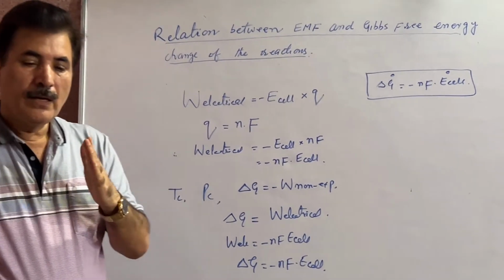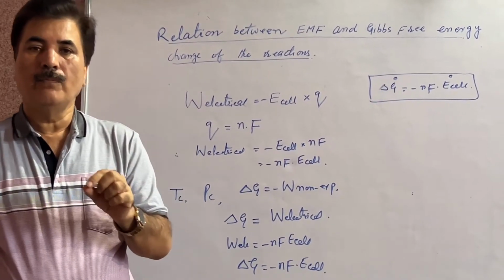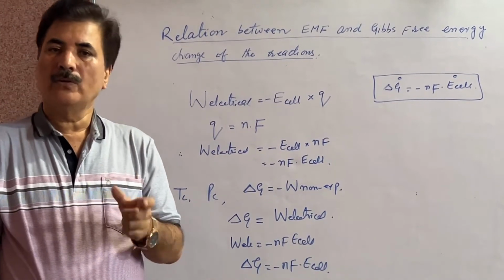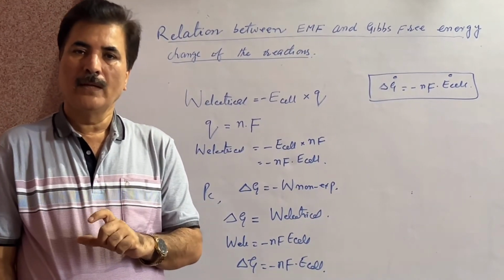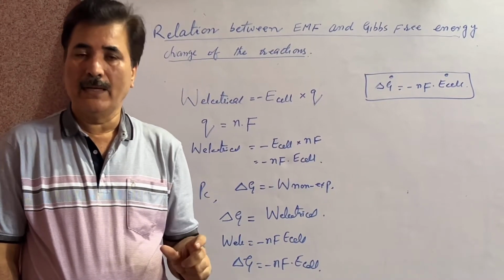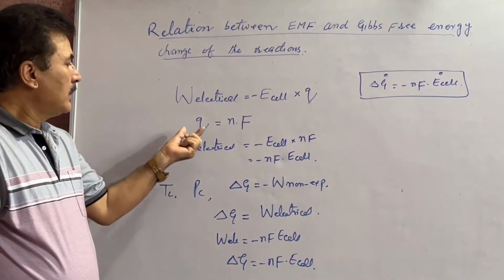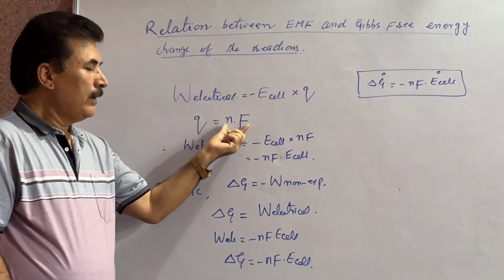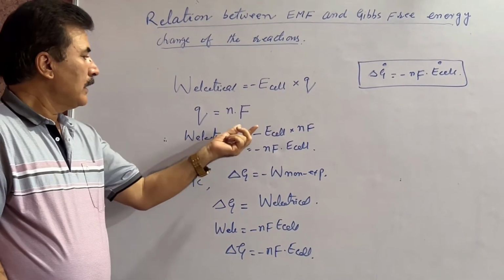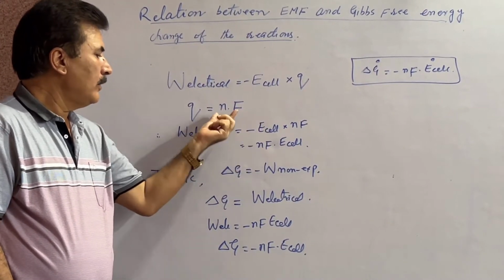Redox reaction means electrons lost by the anode and electrons gained by the cathode. In an electrochemical cell, oxidation will take place at the anode. Anode will lose electrons, whereas the cathode will gain the electrons and the reduction will take place at the cathode. Total charge will be equal to nF. F is charge on 1 mole of electrons. Electrical work done will be equal to EMF of the cell times Q. Substitute the value, it is minus nF E cell.